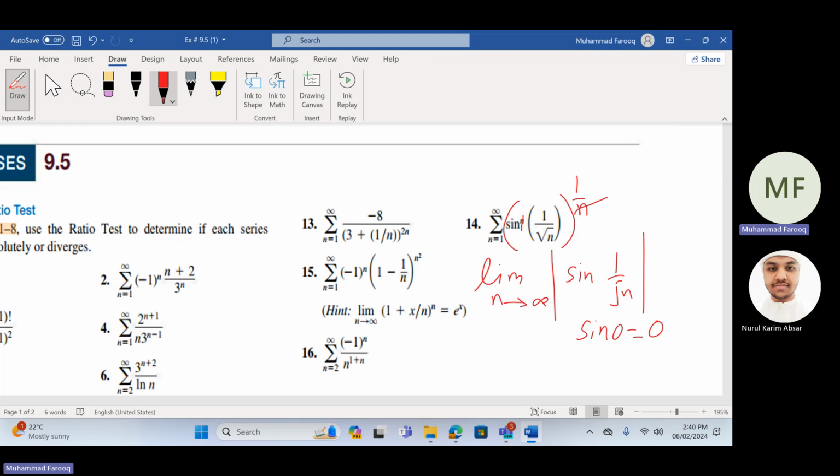Okay, please try question 16 by the root test. Come on, let's start this one, please. Question 16, apply the root test.